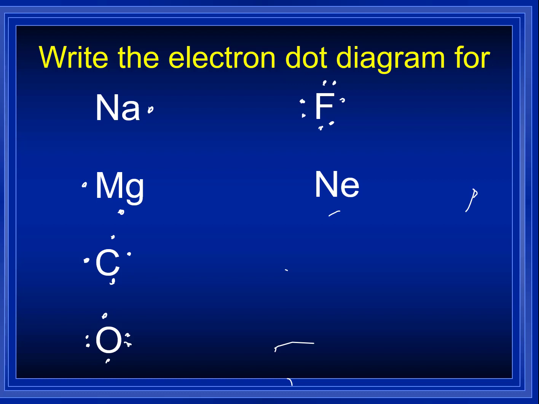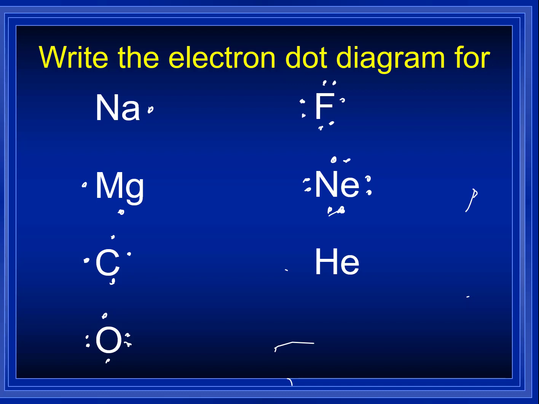And of course, Ne is in group 8A, so I draw 8 dots. And there's only one way to draw 8 dots, and that's 4 pair. Okay, there are exceptions. There's only one exception. See if you can figure out what the electron dot diagram for helium would look like. Okay, so the first thing people catch pretty easy. It's in group 8A, but you do not draw 8 dots. It only has 2 electrons.